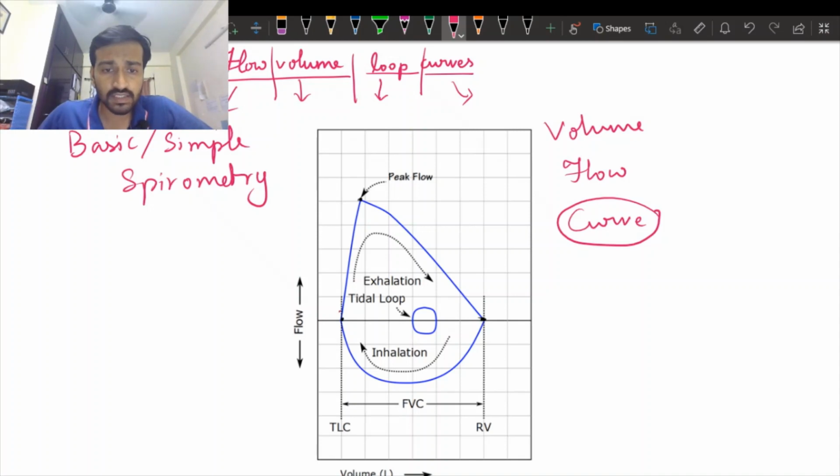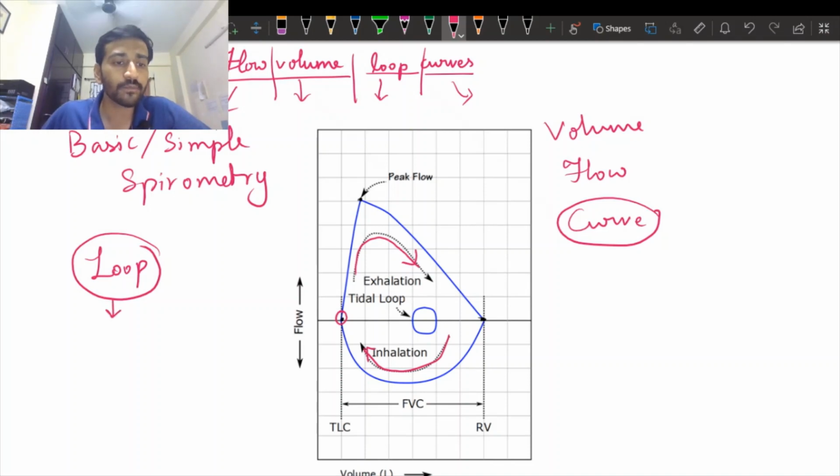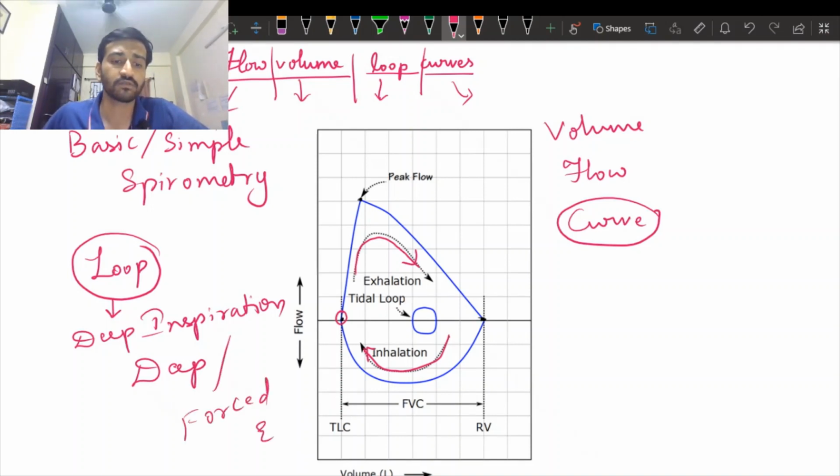So there is this starting point. Okay, as you can see, it is starting here, moving in this direction, and again coming back to the same point. What do you call such a graph or anything that starts from one place and ends at the same place? You call it a loop. Fine. So this loop is based on deep inspiration and deep or forced expiration. Okay, let us move forward.